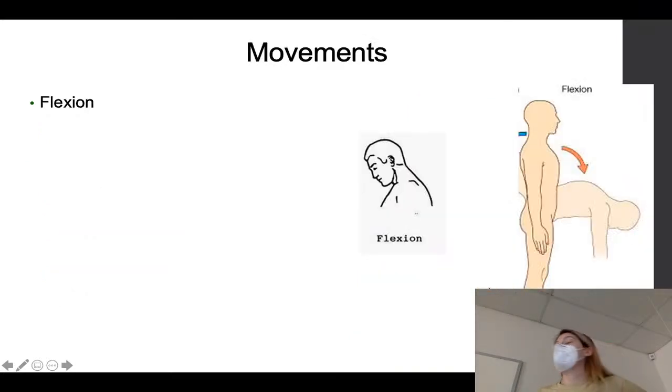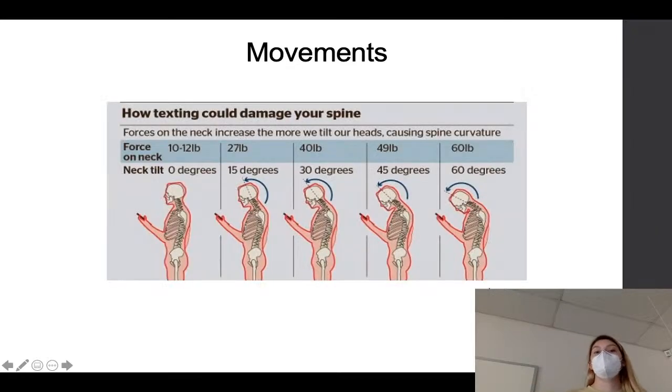Okay, so with our motions, we're still going to be doing basically all the same motions. We're going to have flexion. So neck flexion will be tucking your chin to your chest. Trunk flexion would be bending over, kind of curling your back, touching your toes. So we know flexion is always going to be kind of curling in.